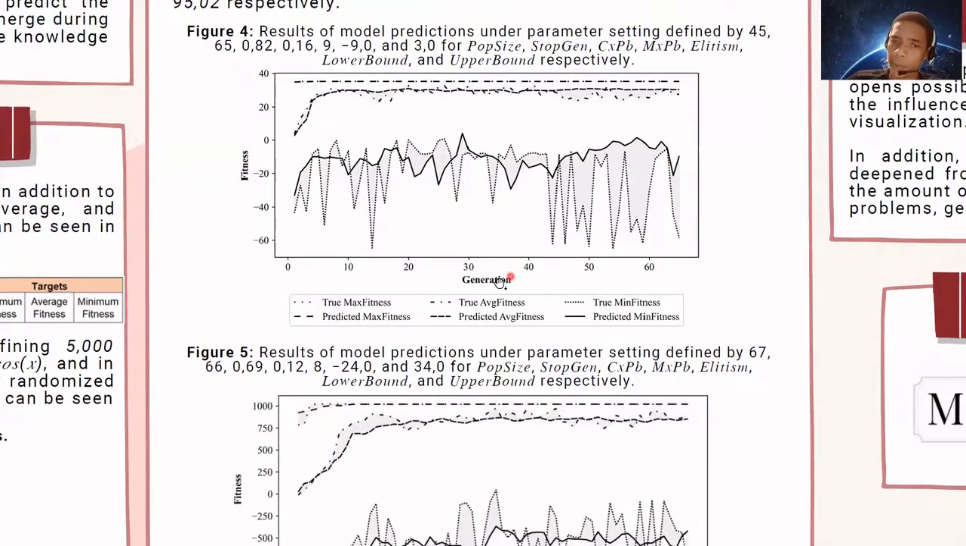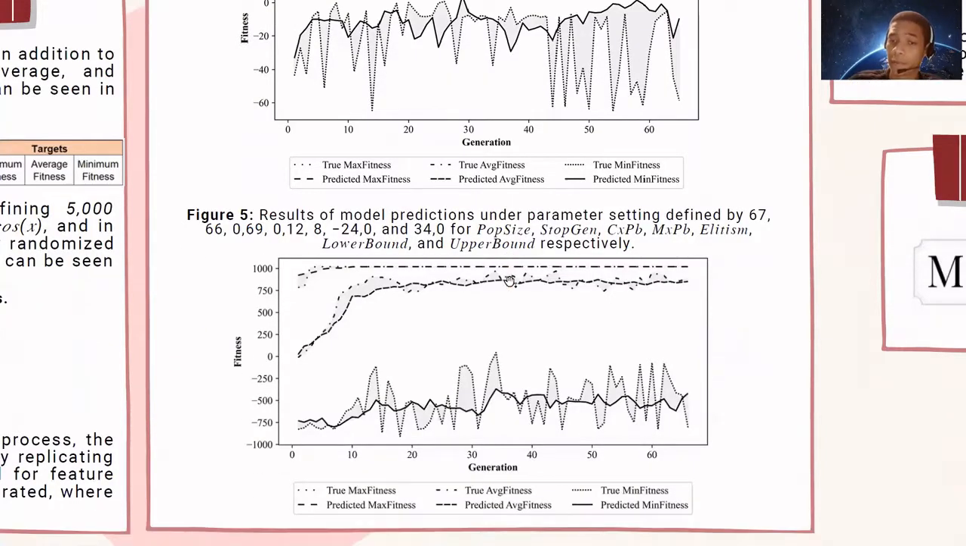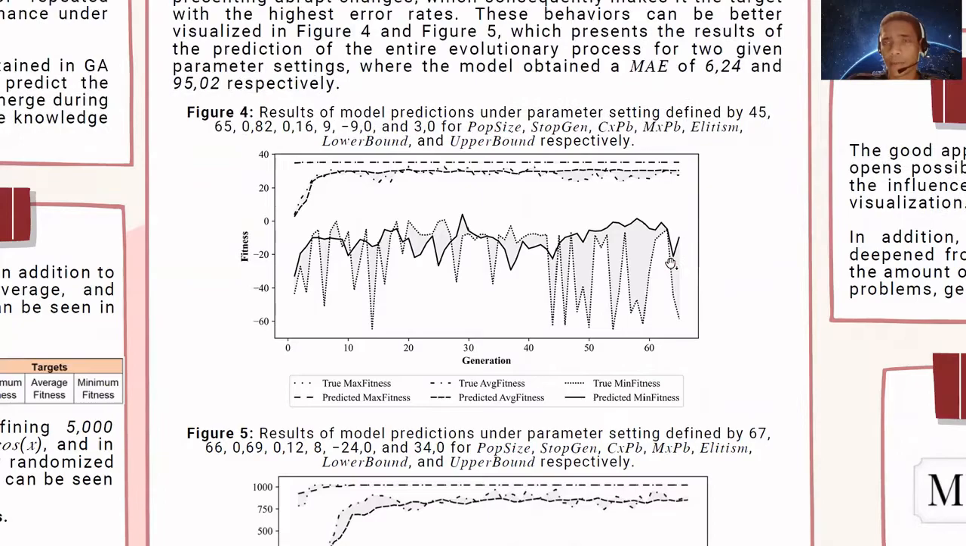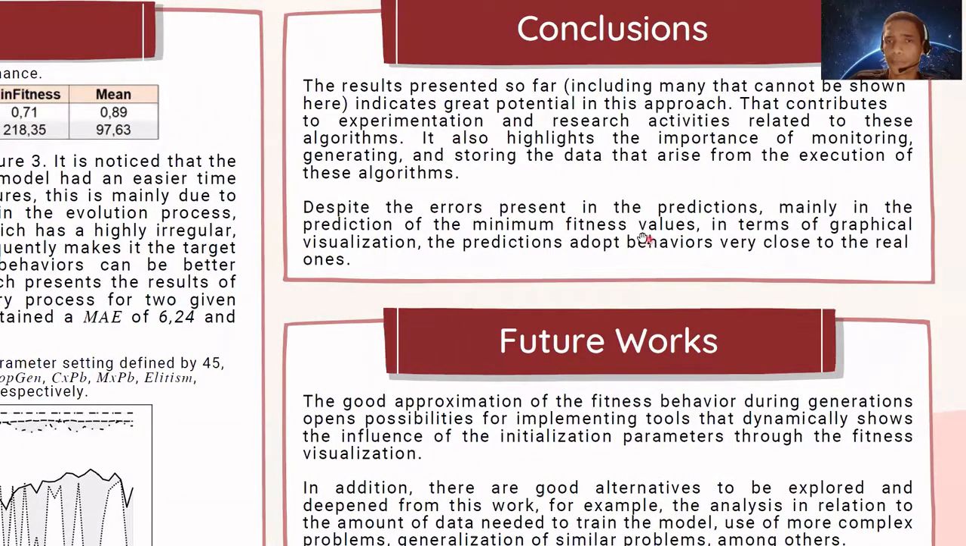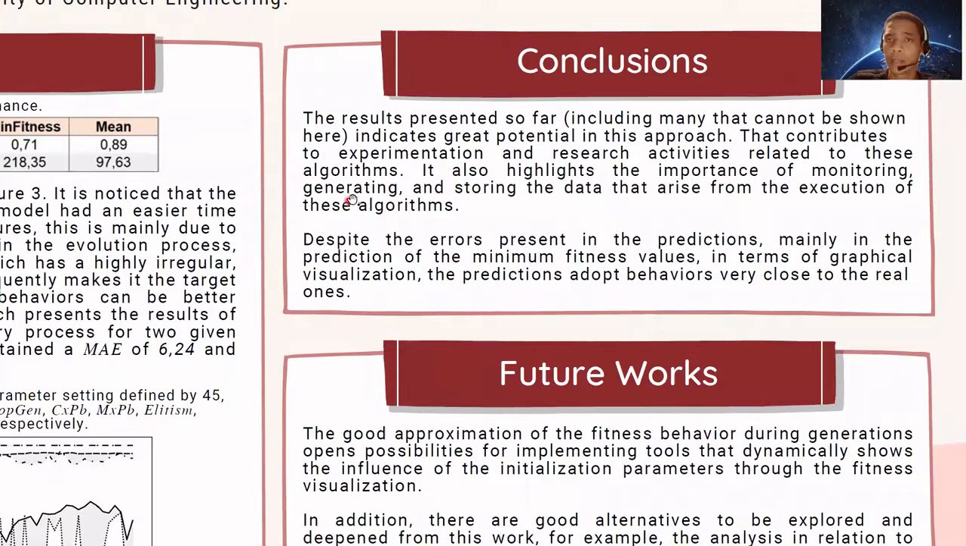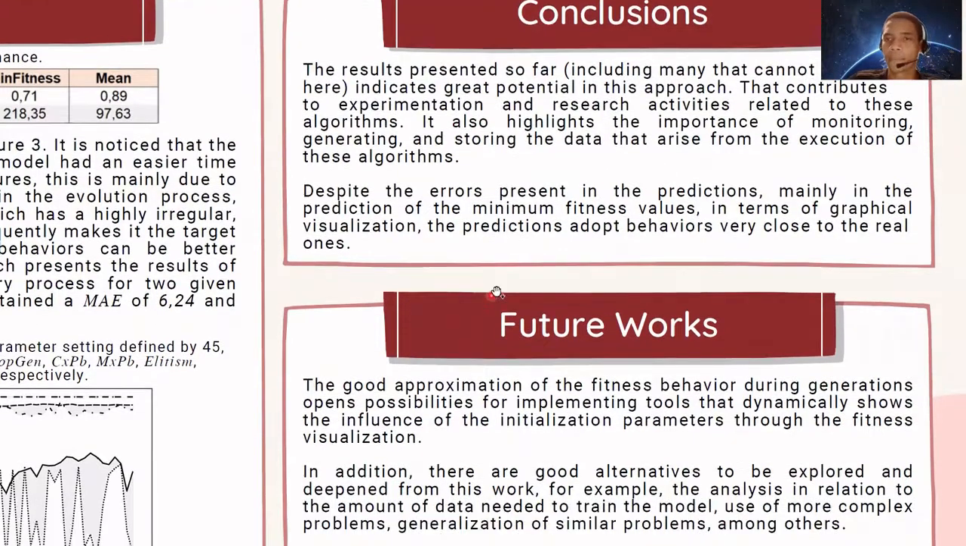Right in the figure below, we have a parameterization with a broader function domain, and even so, the predicted values indeed approximate the real ones. So, the results presented so far indicate a great potential in this type of approach. Despite the errors present, in terms of graphical visualization, the predictions adopt behaviors very close to the real ones.